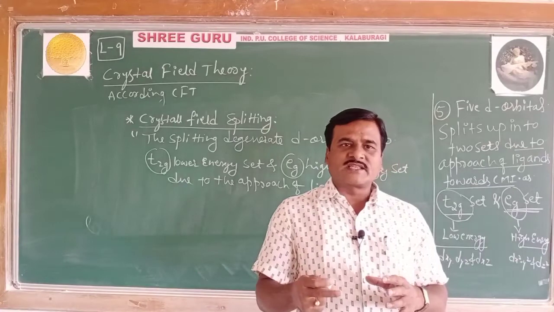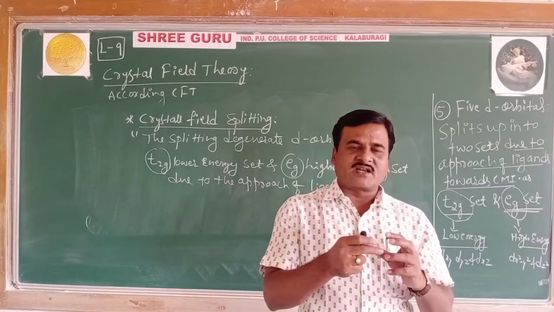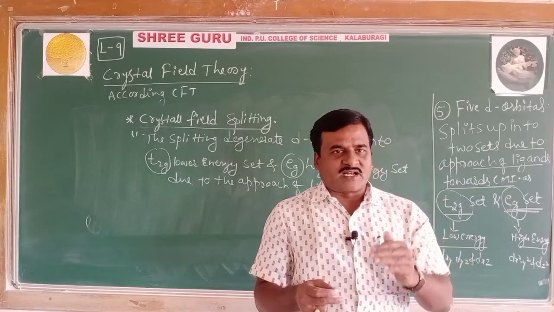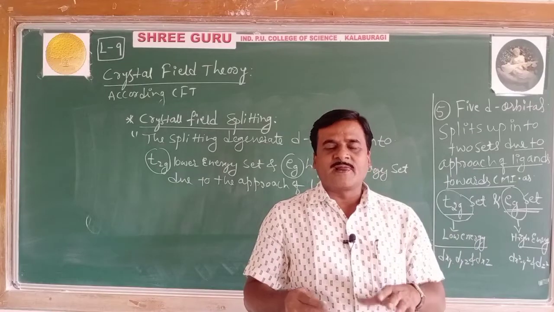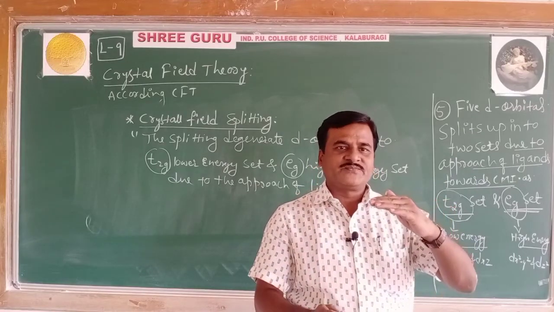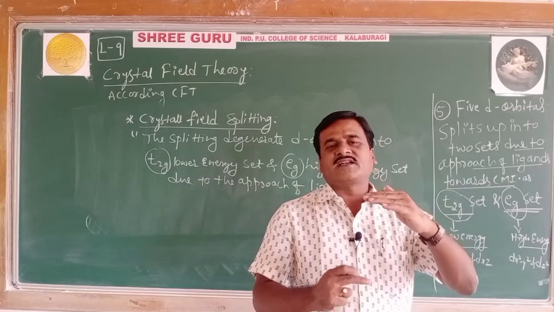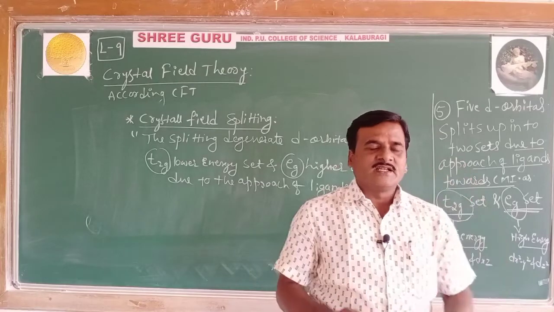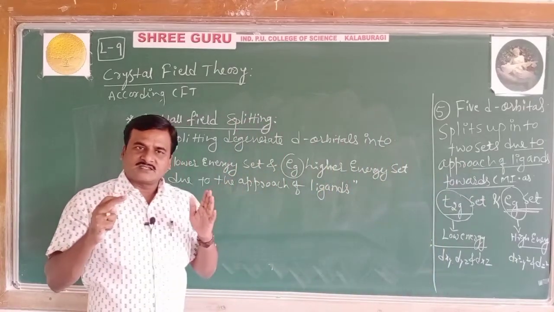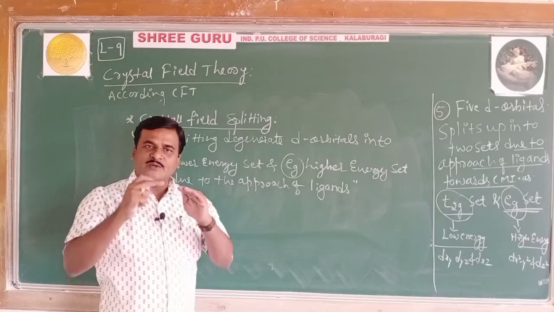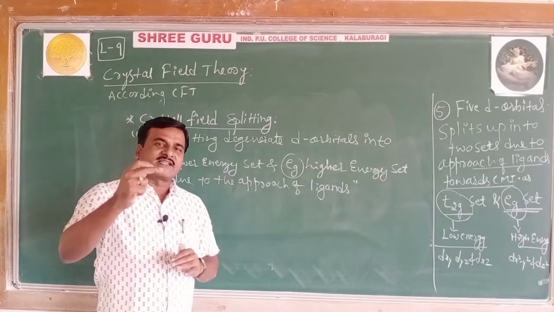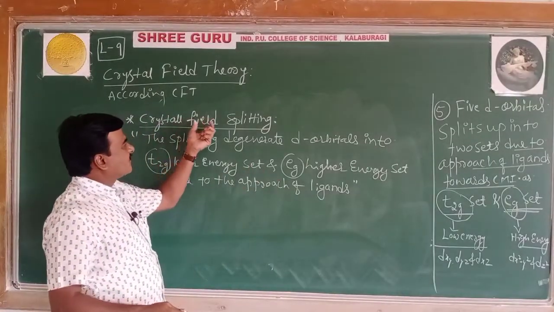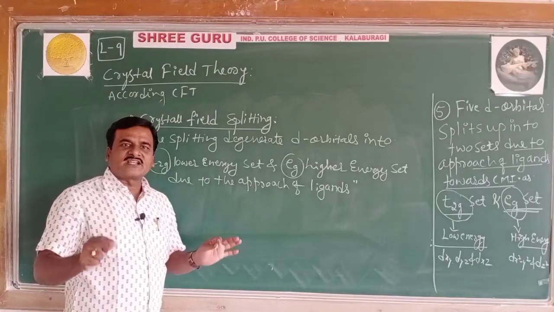According to this theory, when the ligands approach the central metal ion, the degenerate d orbitals of the central metal ion, especially a transition metal ion, split up into two sets. One with lower energy called T2g, another with higher energy called Eg. That splitting of the 5 degenerate d orbitals into lower energy set T2g and higher energy set Eg by the influence of ligand is nothing but crystal field splitting.